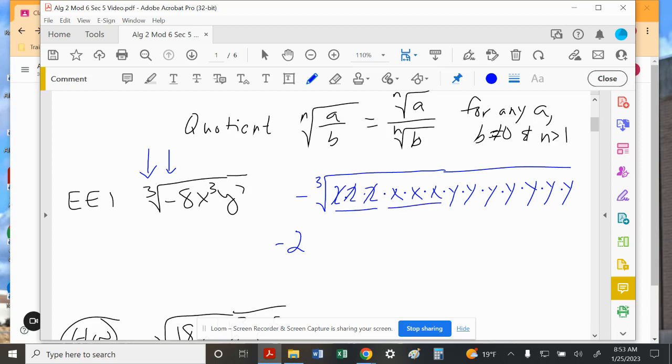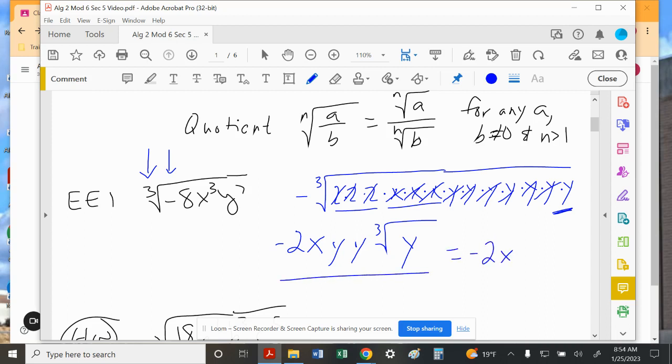Notice I have another 3 x's. Take one out. Notice I have 1, 2, 3 y's. I have another y. And then this y only has 1. Can't take it out. It's going to stay there. So I would have the cube root of y, because that's the only one that is left. Now I just have to clean this up a little bit. So I have negative 2xy squared cube root of y. Okay, so that would be my answer for that one.